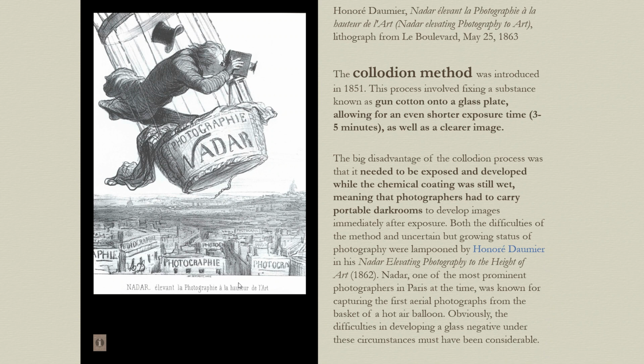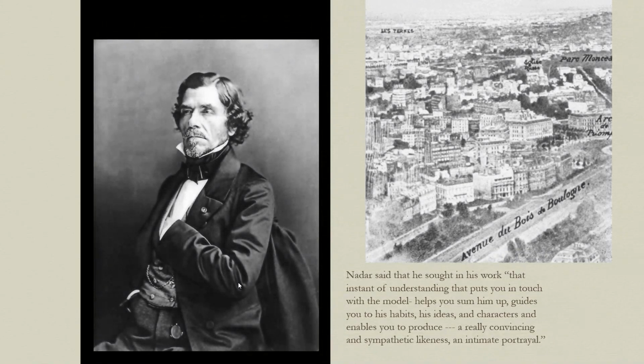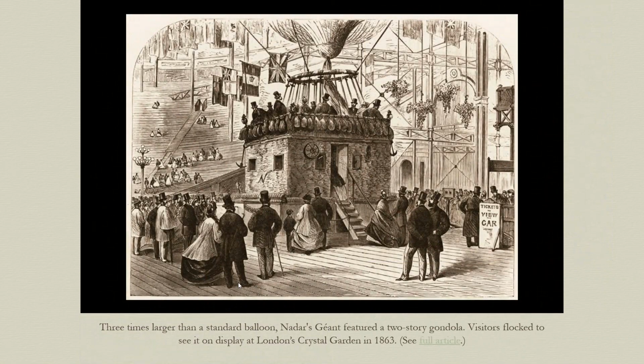And I'm going to read this. Nadar, one of the most prominent photographers in Paris at the time, was known for capturing the first aerial photographs from the basket of a hot air balloon. Obviously, the difficulties in developing a glass negative under these circumstances must have been considerable. And I'm going to show you some pictures, then I'll come back to this slide. Here on the right is one of his aerial photographs. So he went up in a hot air balloon and captured an image of the city from above, which no one had ever been able to see before. And this is his balloon, which was very famous, which got put on display and was a tourist attraction.